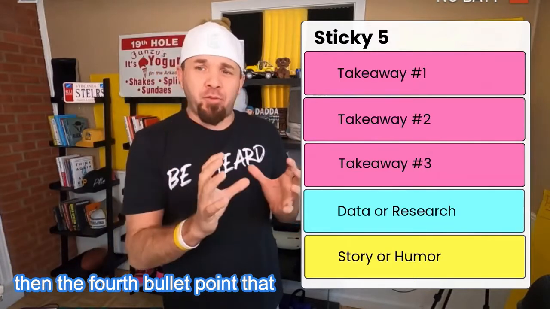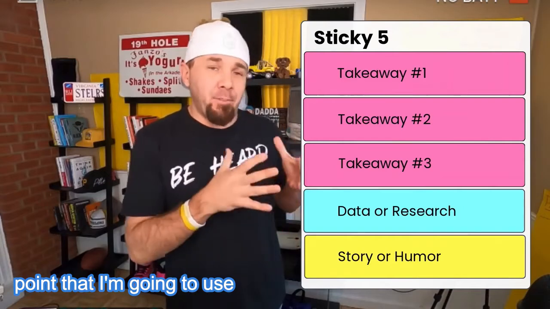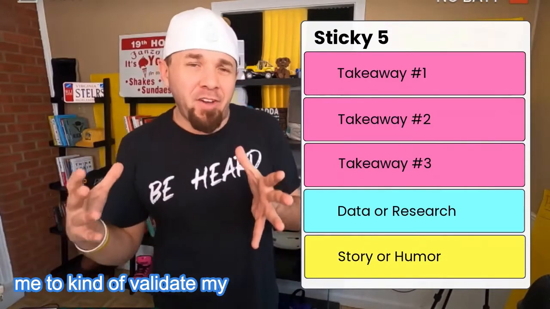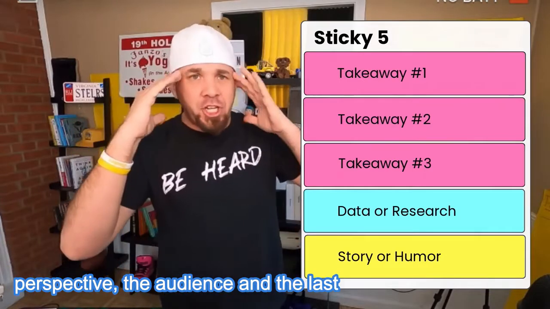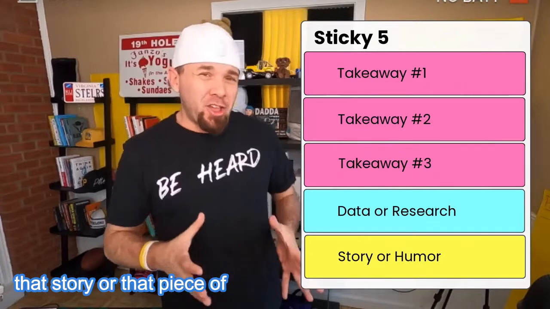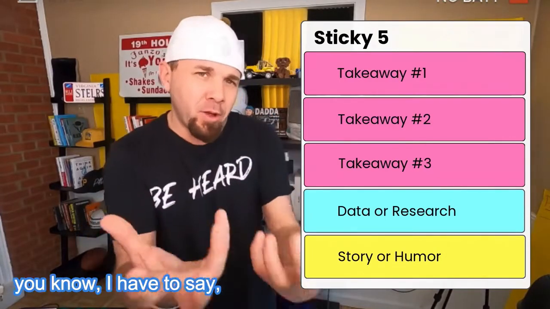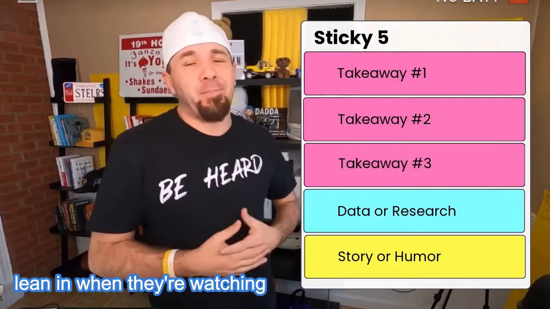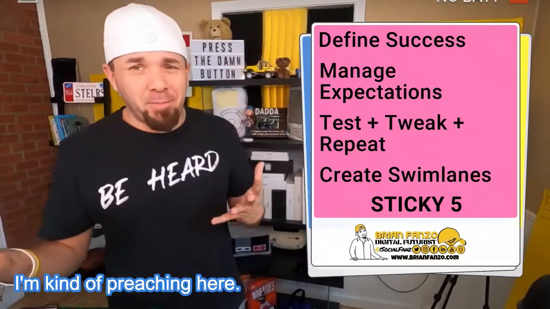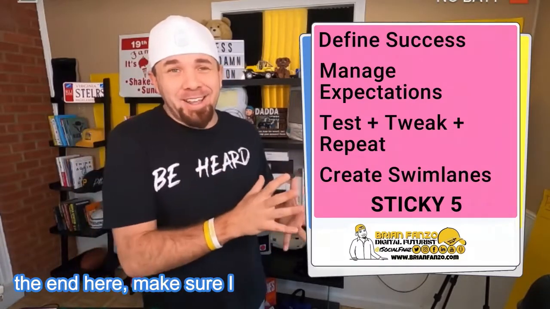And then the fourth bullet point that you see there is data and research, right? What is the data point that I'm going to use that's going to back up my takeaways, validate my thoughts, and maybe shift the perspective of the audience. And the last one, that I mentioned before, is making sure that you have that story or that piece of humor that connects people and allows people to, I like to say, lean in when they're watching their virtual presentation. And so, of course, to practice what I'm preaching here, this is my 5 that I wanted to put at the end here to make sure I could recap.